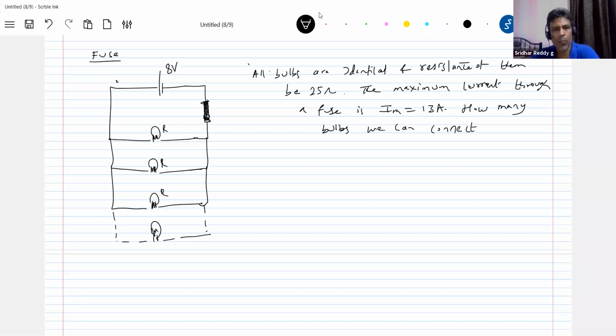So what is the maximum possible current permitted across the fuse? It is 13 ampere. And what is the EMF of the source? 8 volt. And the resistance of each bulb is how much? All bulbs are identical. The resistance of them is 25. How many bulbs can we connect like this?